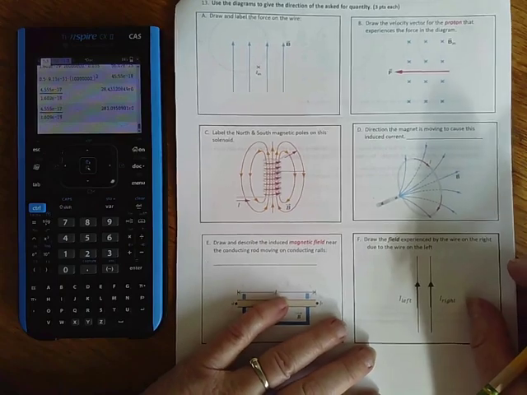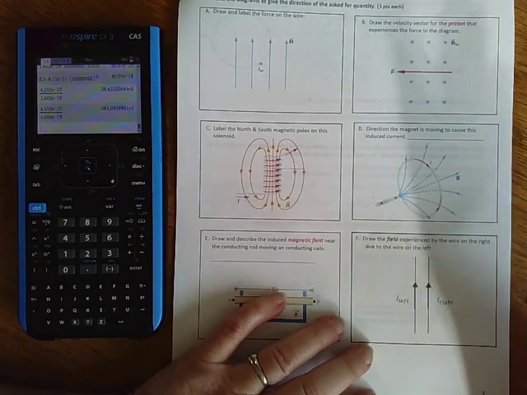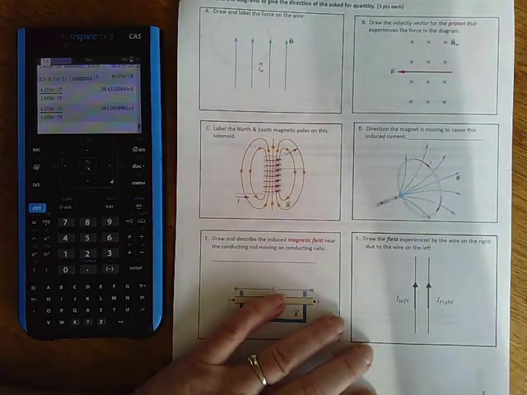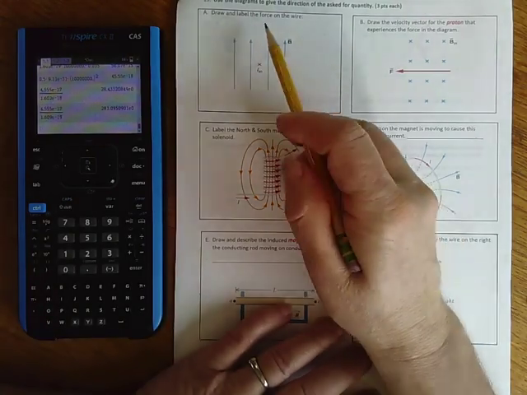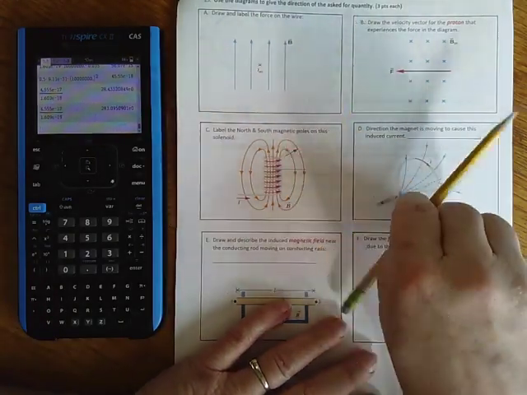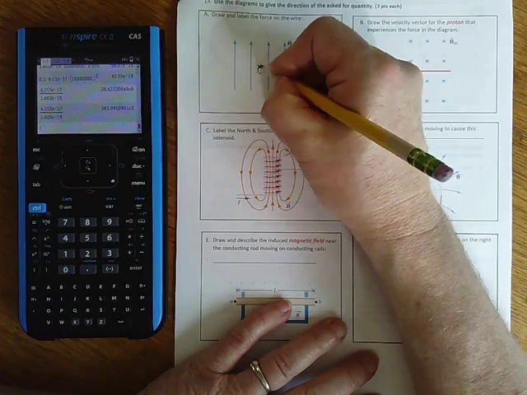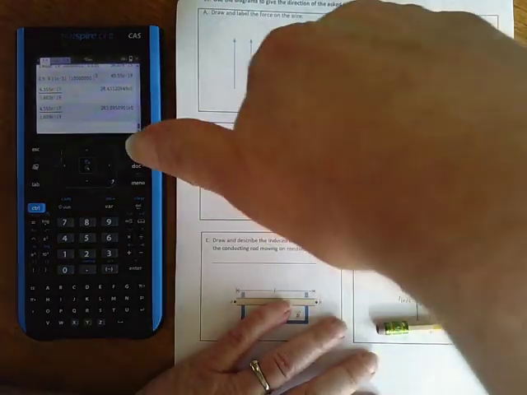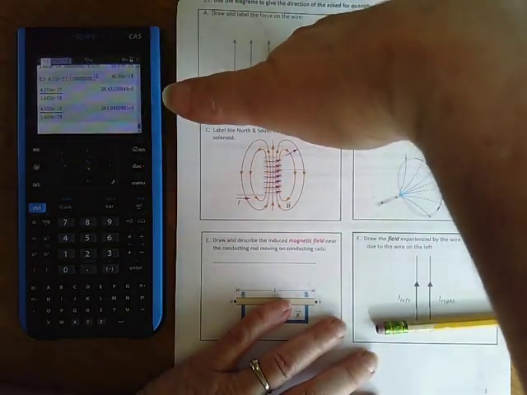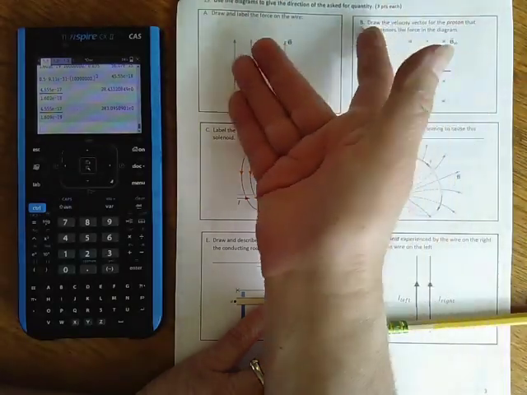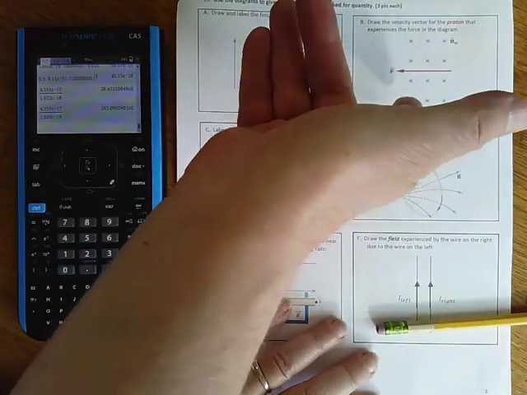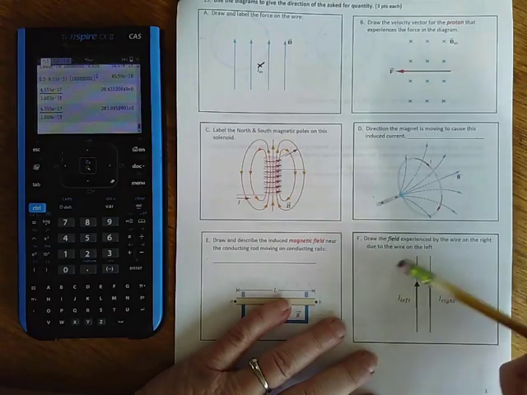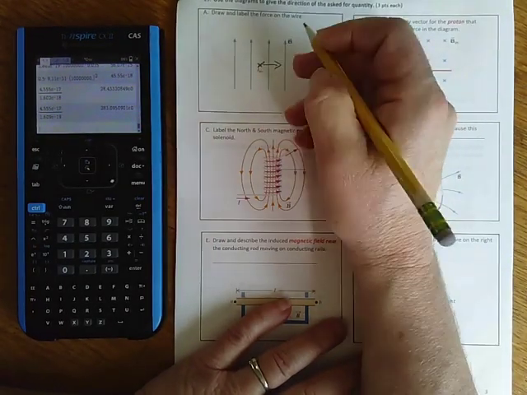Okay, moving on. We've got some diagrams here where we're going to have to use our right-hand rule and figure things out. Draw and label the force on the wire. We've got a wire with current going into the page here. So we've got I going in, cross B going that way. So the force must be this way.